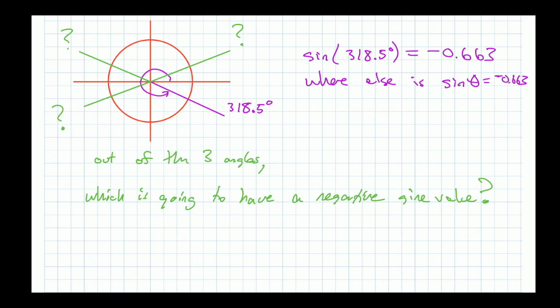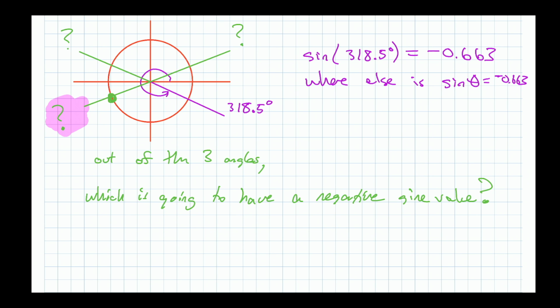Right? Which one is it? Well, you should be able to figure out that it's this one, right? Because the sine value is the y value. So this is the one that we want. So we want this one right here. And so how are you going to get that one?